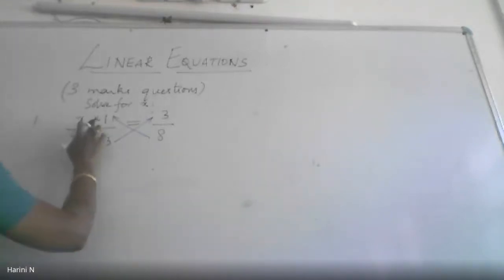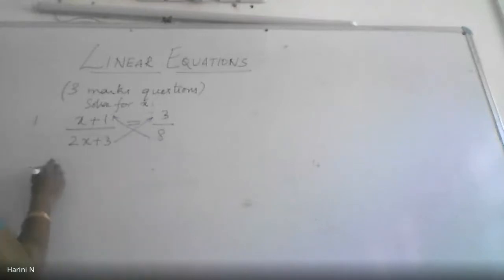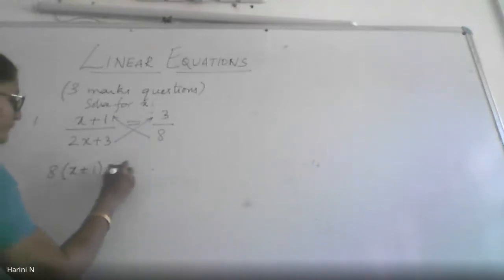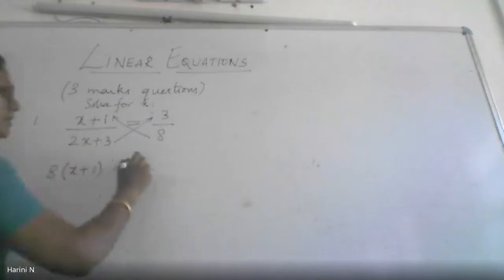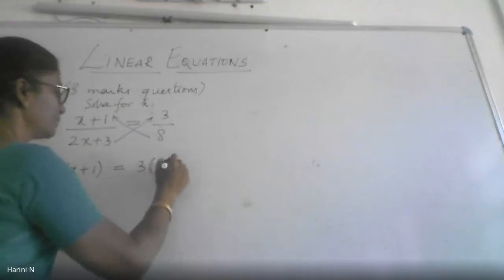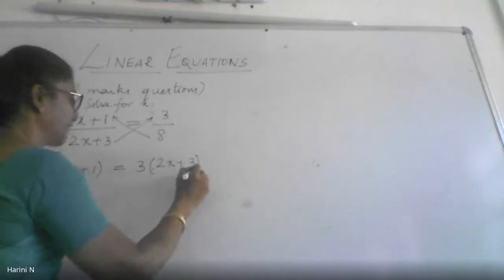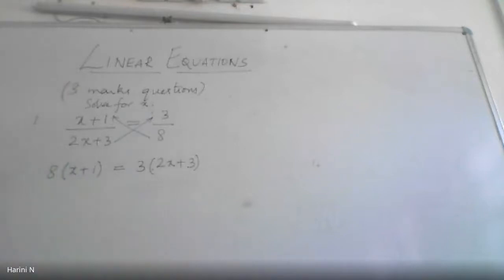So this x plus 1 has to be multiplied with 8. Now you will call it as 8 times (x plus 1) or 8 multiplied with (x plus 1). And here now 3 will be multiplied with (2x plus 3). So it will be 3 times (2x plus 3). You understand why the bracket is necessary? Yes, ma'am. Why is this bracket coming in suddenly? Why did I put that bracket?